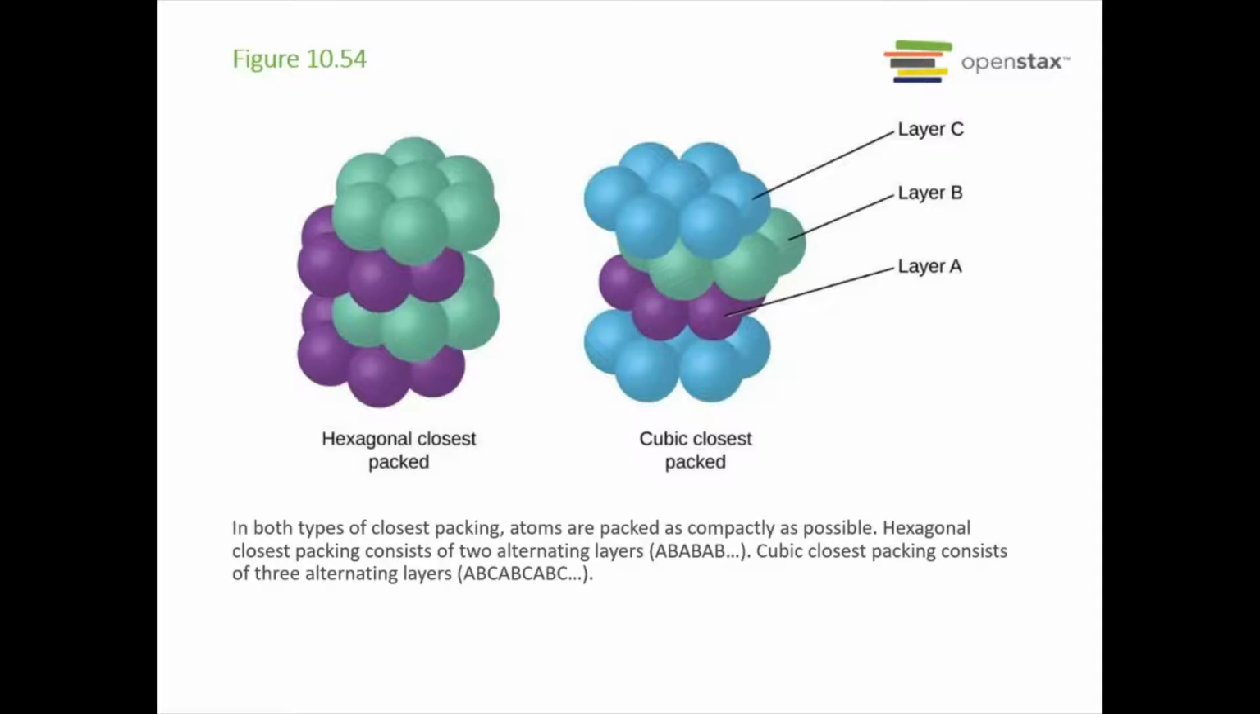You can see layer A and then B for HCP, A, B, A, B. That's how it repeats, whereas CCP goes A, B, C, A, B, C. And you can see they're not the same. In CCP, they're staggered, all 3 of them, whereas in HCP, it's 2 that are staggered.